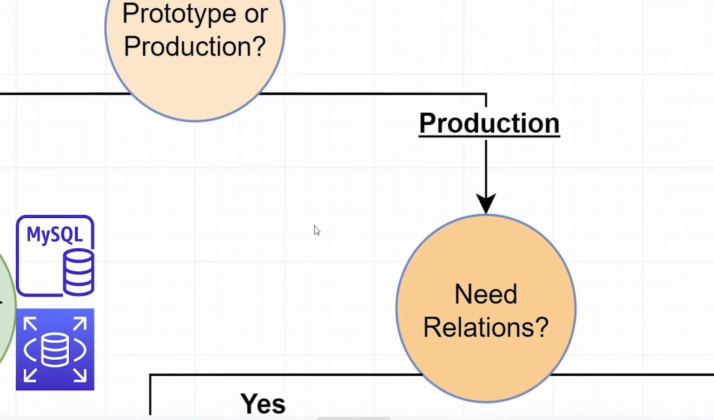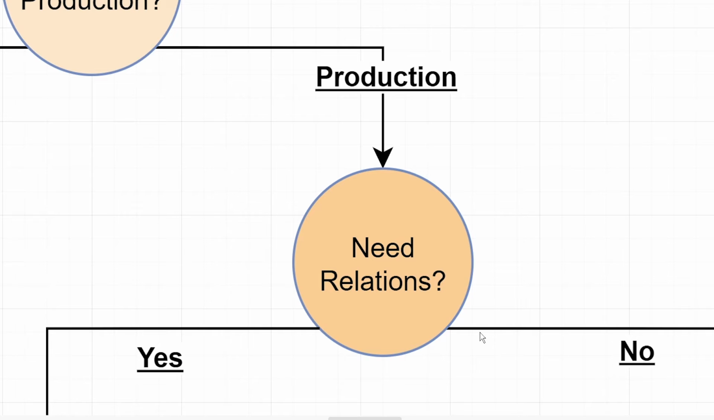So off to the second side here. If it's for production, then the next question we want to answer is, do you need relations or not? That is to say, do you need, for example, a transactions table that contains an order ID, and that order ID points to another table that contains more information about that order? If you need that kind of functionality, then we're going to go left in terms of needing relations.